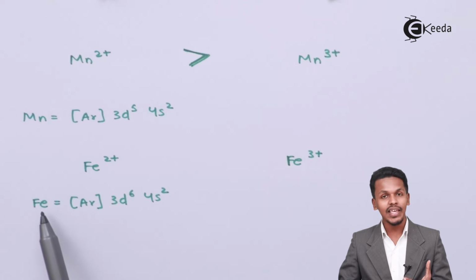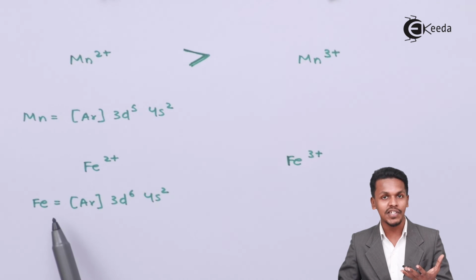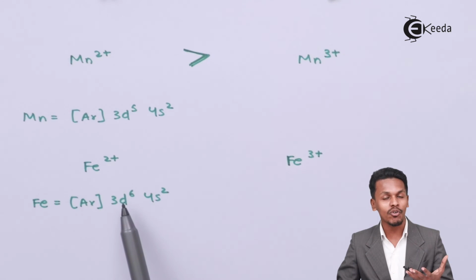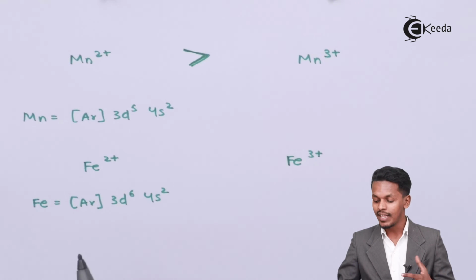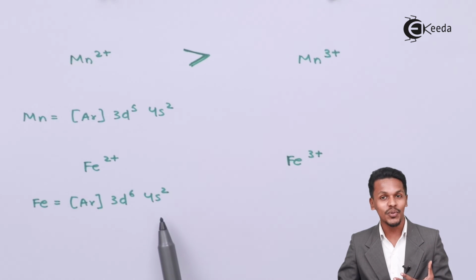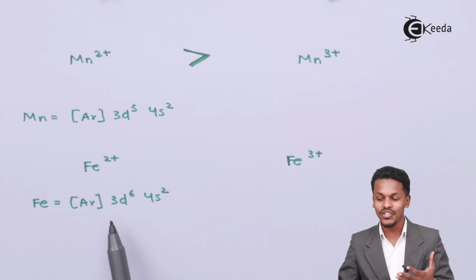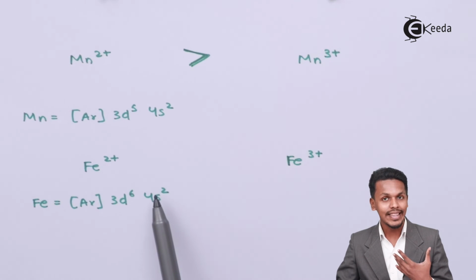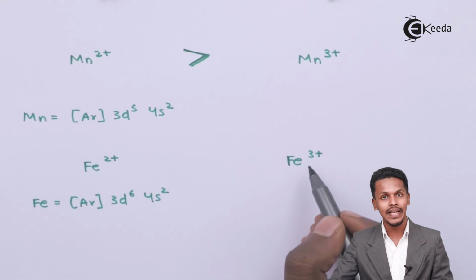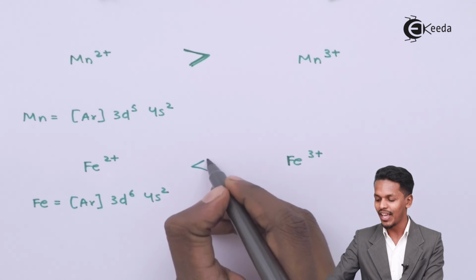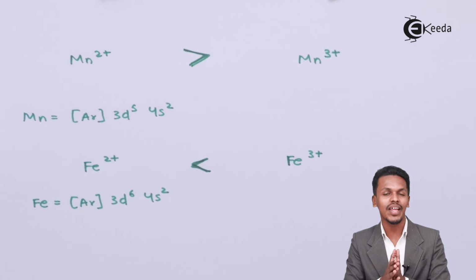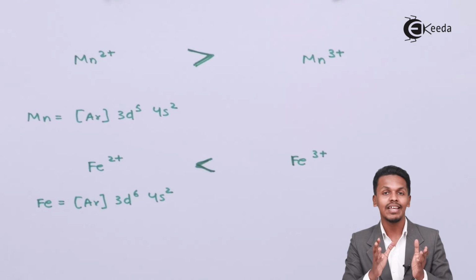So Fe acquires an oxidation state of Fe3+ by losing two electrons from the 4s orbital and one electron from the 3d orbital, making the electronic configuration argon 18, 3d5, 4s0. This 3d5 is achieved only by losing two electrons of the s orbital and one electron of the d orbital, making the Fe3+ ion more stable compared to the Fe2+ ion. This is what we have discussed about the oxidation state of the 3d series.